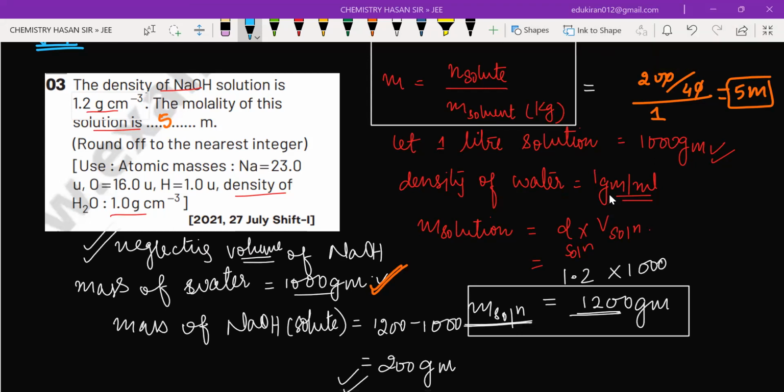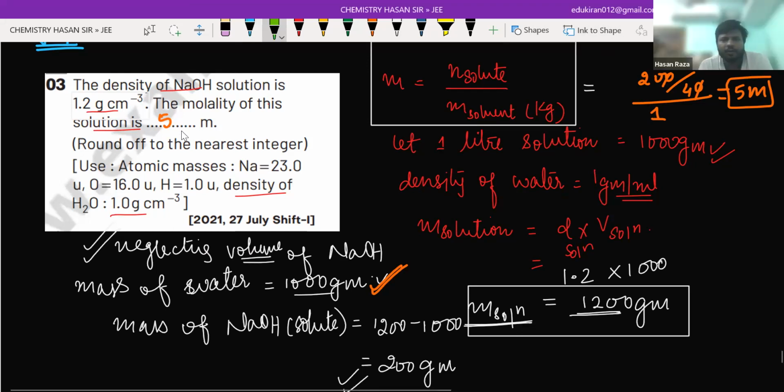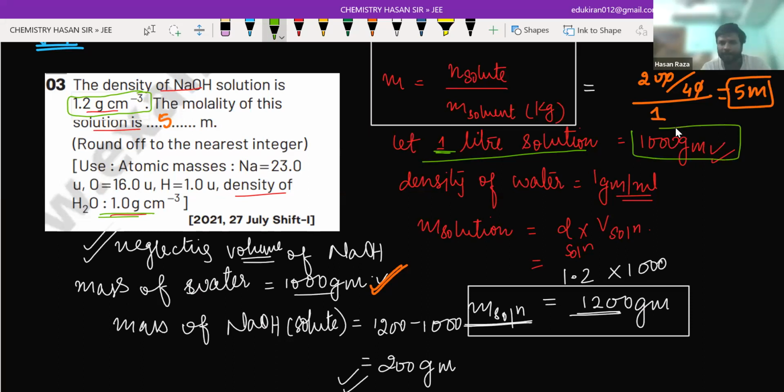Yes, sir. So you can see in the question, only the density of solution is given, and the density of water, which you need to remember, is also given. You needed to calculate the molality of solution. Nothing else is given in the question. So you have to consider the solution volume. Let it be 1 liter solution. That means volume of solution is 1 liter.